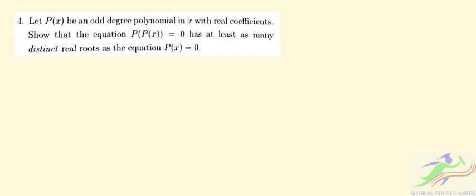So this question number 4 is from ISI B.STAT 2022. Question 4 says: let P(x) be an odd degree polynomial in x with real coefficients. Show that the equation P(P(x)) = 0 has at least as many distinct roots as the equation P(x) = 0.